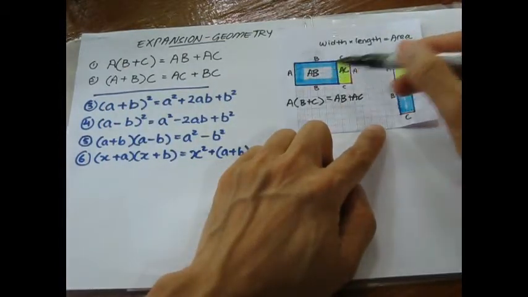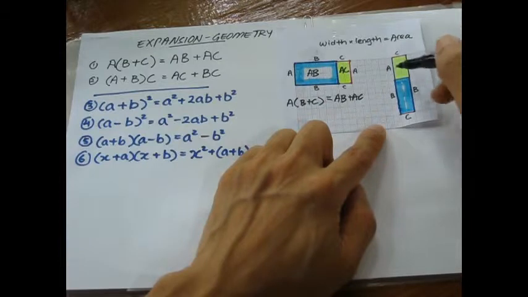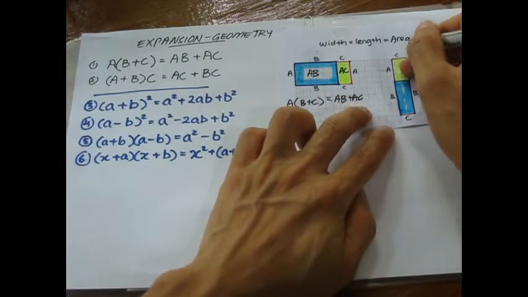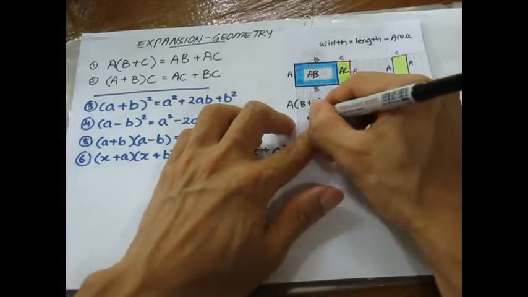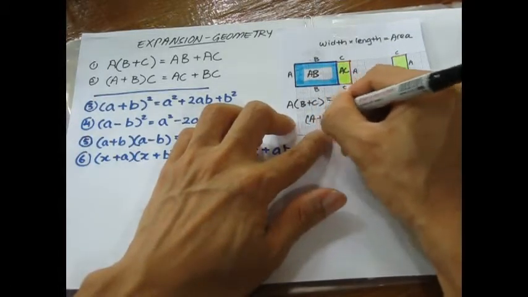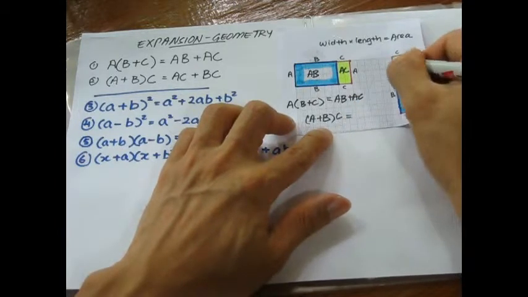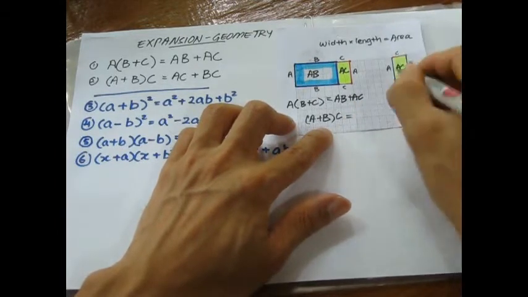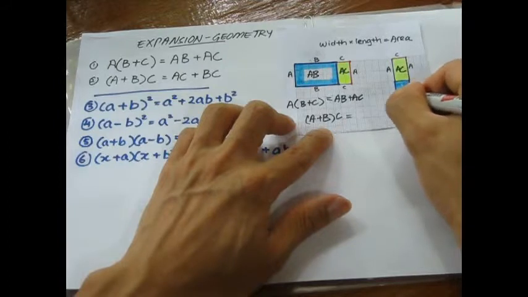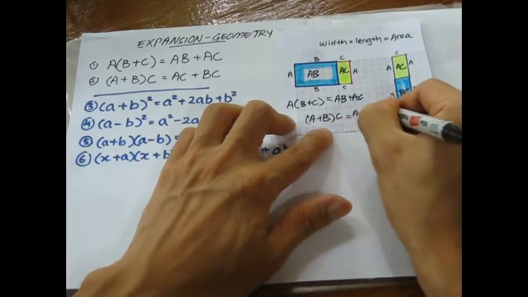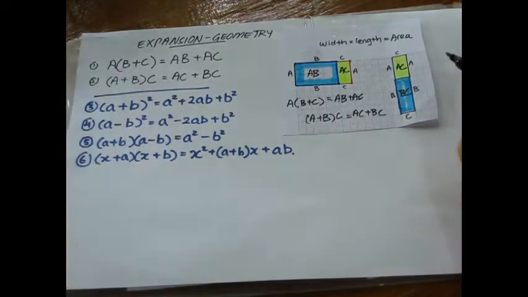Instead of being arranged this way, the width now is A and B together, and the length is just C. So the total area will be A plus B times C, which is A times C plus B times C. So I add those things together. Therefore, this is what we have.